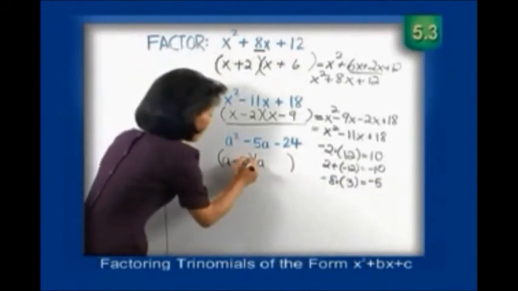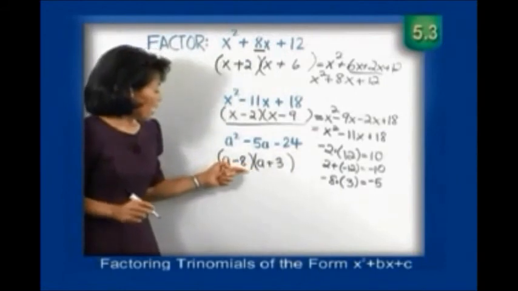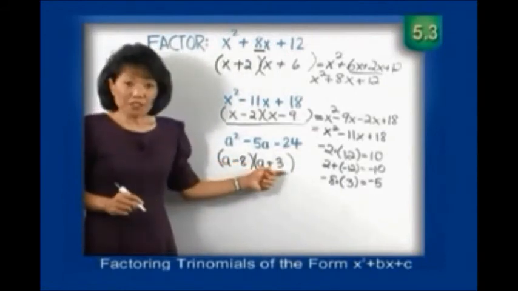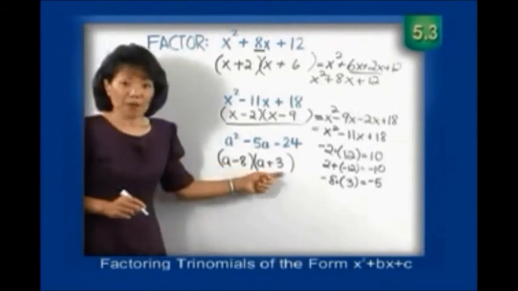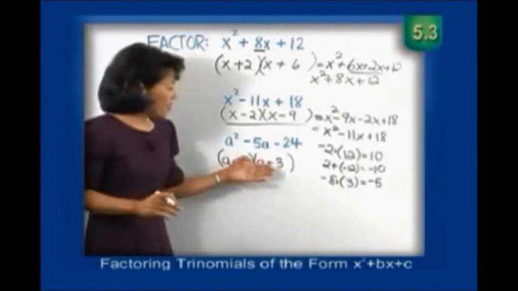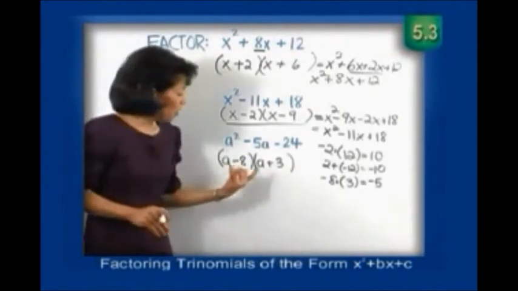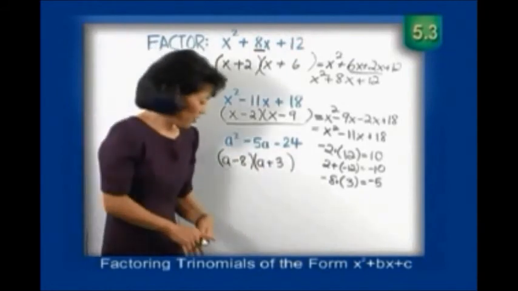Now it doesn't matter which way we put these in. I can write this as a minus 8 times a plus 3, or I could have put here a plus 3, a minus 8. I could switch these around, and it will not make a difference because remember, again, multiplication is commutative. This one times this one is this one times this one. We've talked about that before.